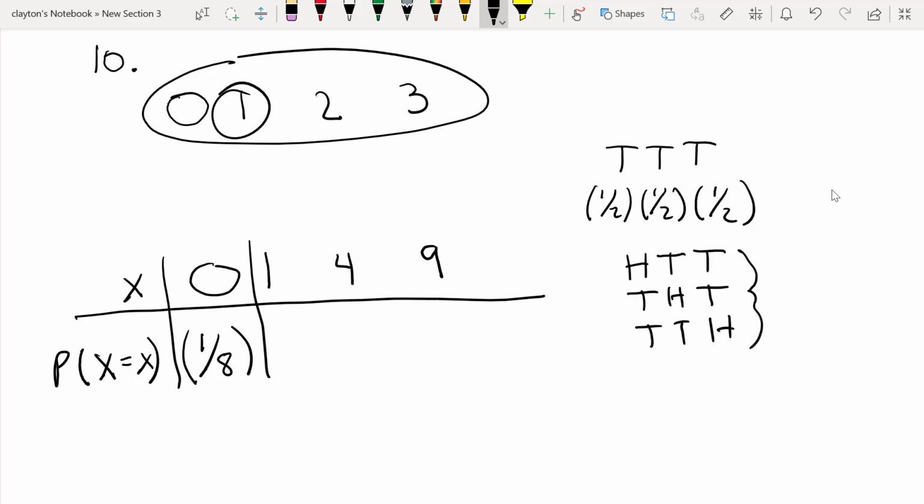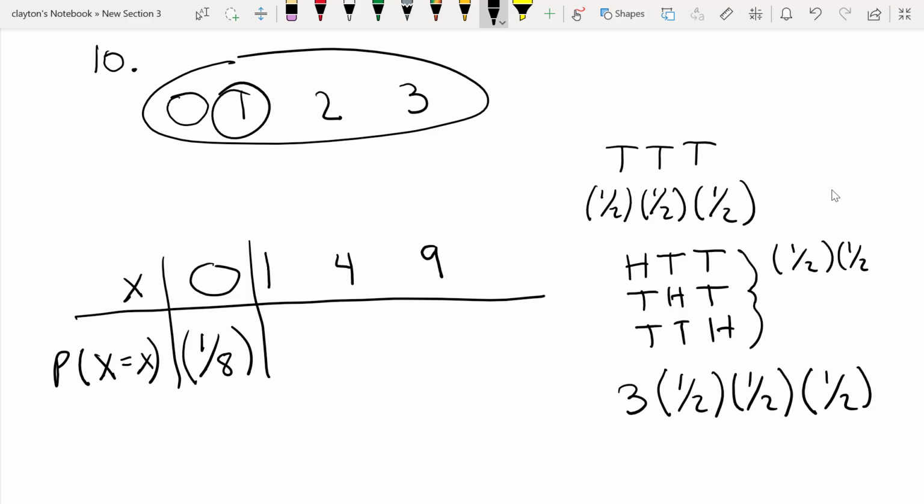Let's write it below. There's 3 different ways here, and the probabilities are 1/2 times 1/2 times 1/2. In other words, each one of these has a 1/2 times 1/2 times 1/2 probability. And since there's 3 of them, we're just going to multiply that by 3, in which case we get 3/8.